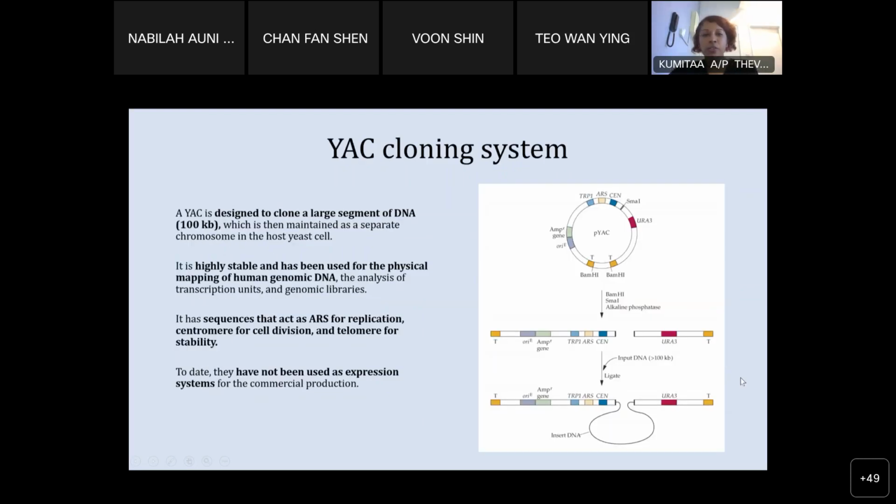We move on now to the YAC cloning system, before moving on to a different yeast cloning system. YAC is easily the largest out of the 4 different yeast cloning systems that we have seen so far. And since it is large, it is able to accommodate or clone a very large segment of DNA, roughly about 100 kbs, which is huge. And it's then maintained as a separate chromosome in the host yeast cell.